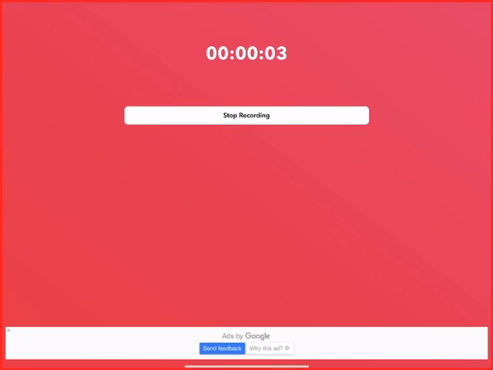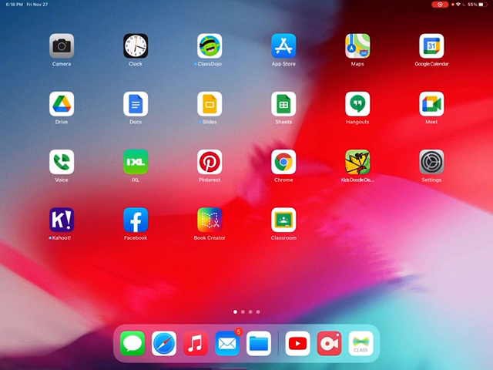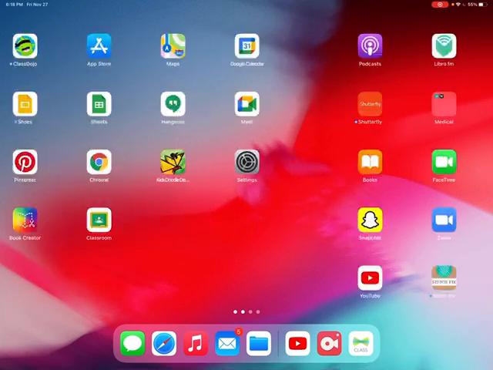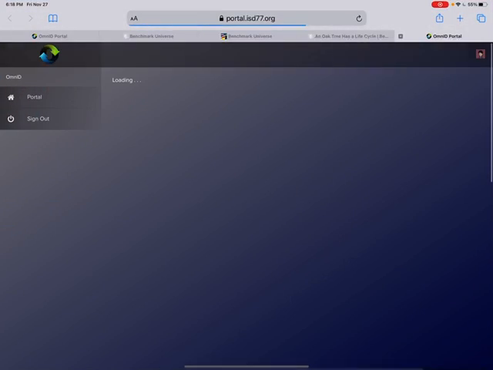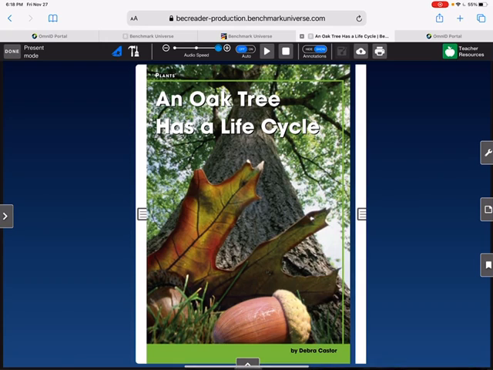All right, we are going to be reading a story today all about an oak tree. And we're going to see that an oak tree has a life cycle. What do you picture when you think about the life cycle of an oak tree? What do you picture at the beginning of its life? What do you visualize? Do you visualize maybe that acorn starting to grow?